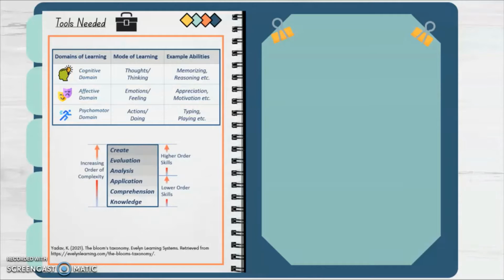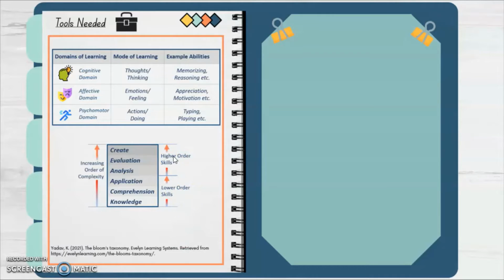Within the cognitive domain, you have different levels. There's the knowledge, comprehension, application, analysis, evaluation, and create. And of course, these are increased according to complexity. So we're looking at the lower order skills moving up to the higher order skills.